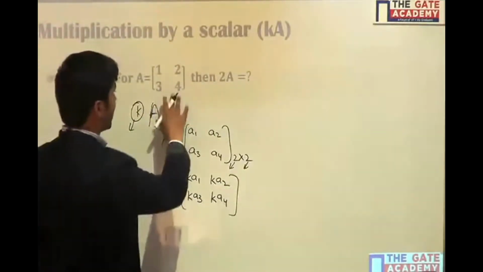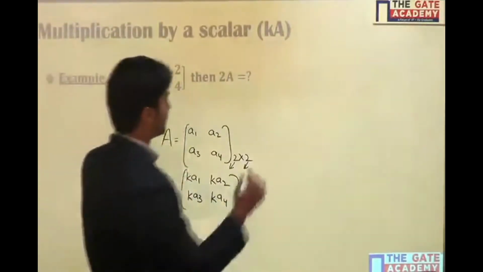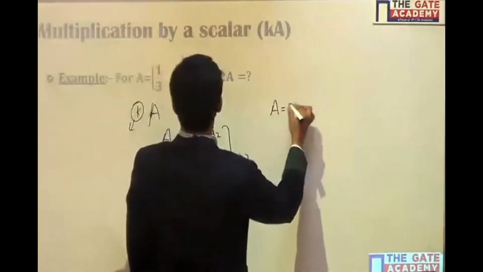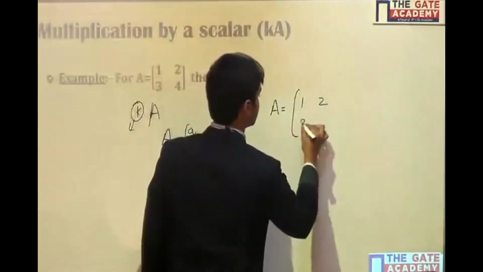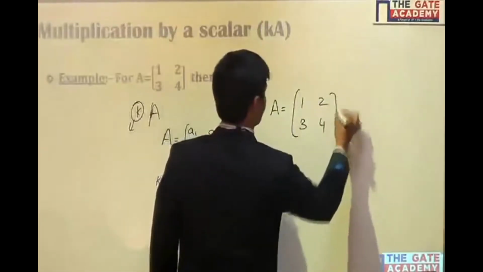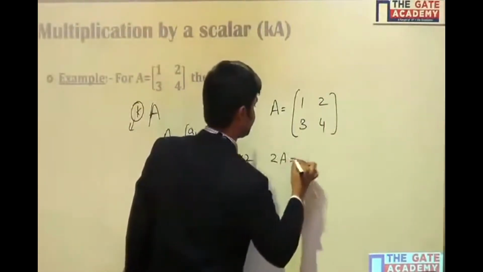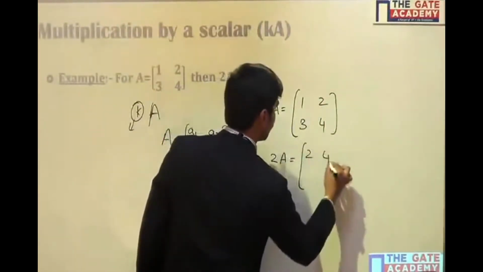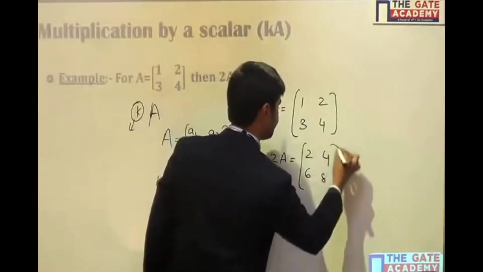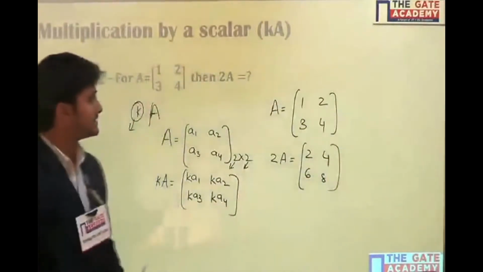So here I have given an example. I have taken a matrix A equal to 1, 2, 3, 4. So now 2A is going to be 2, 4, 6, 8. So students, there is a small confusion.